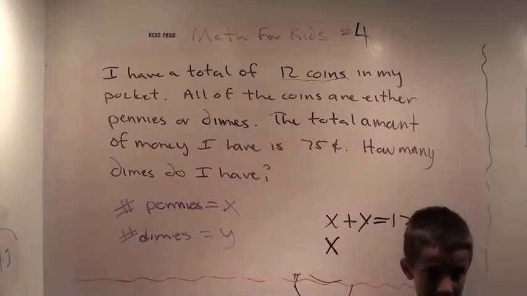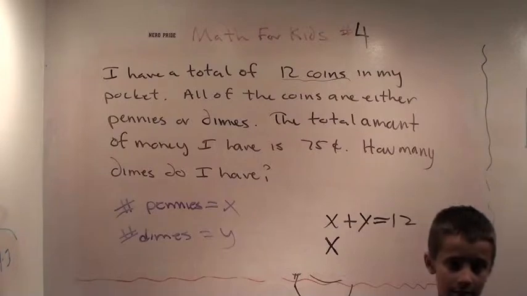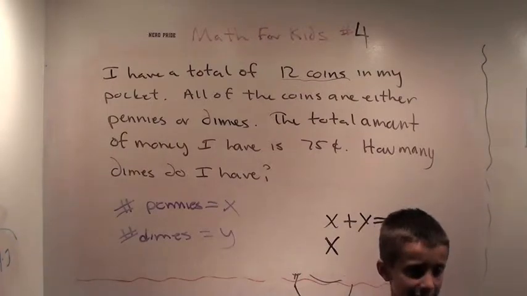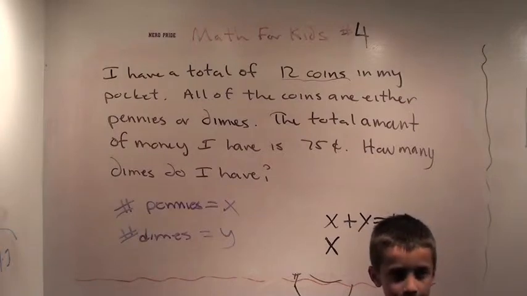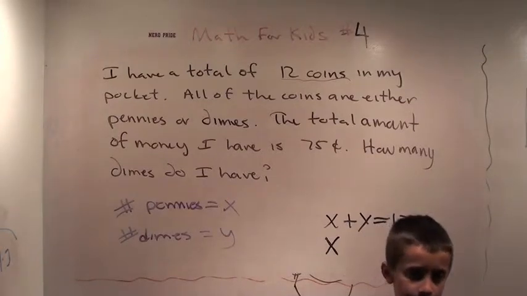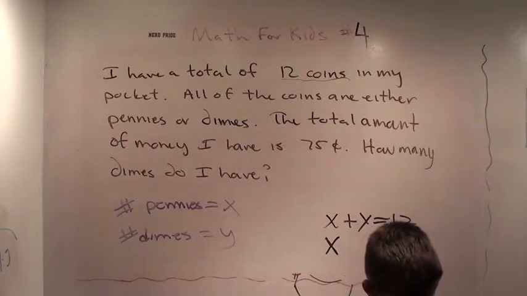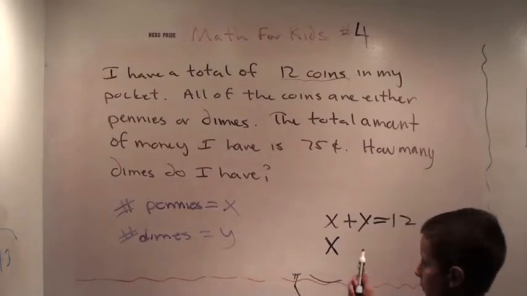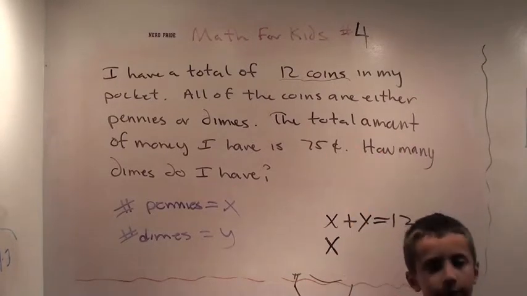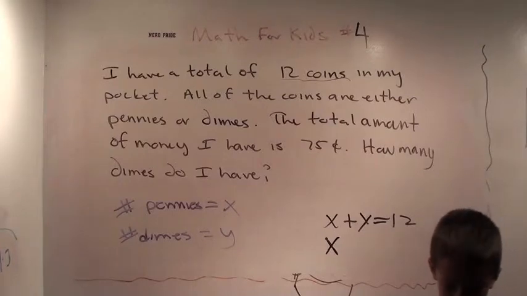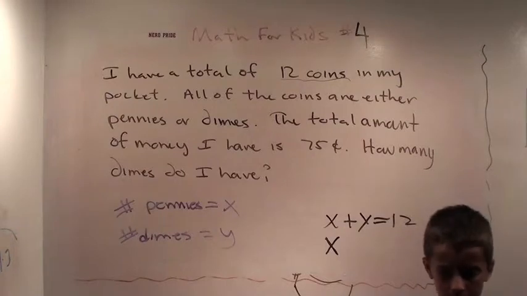You have Y cents. Okay, let's think. If I have 1 dime, how much money do I have? 10 cents. If I have 2 dimes, how much money do I have? You have 20 cents. Okay, so if I have Y dimes, how are you figuring out how much money you have from how many dimes you have? Well, you can use the number of dimes and add a 0. Yeah. And add a 0.